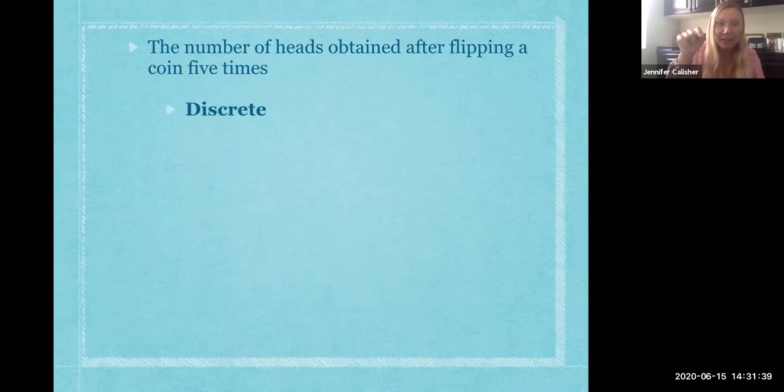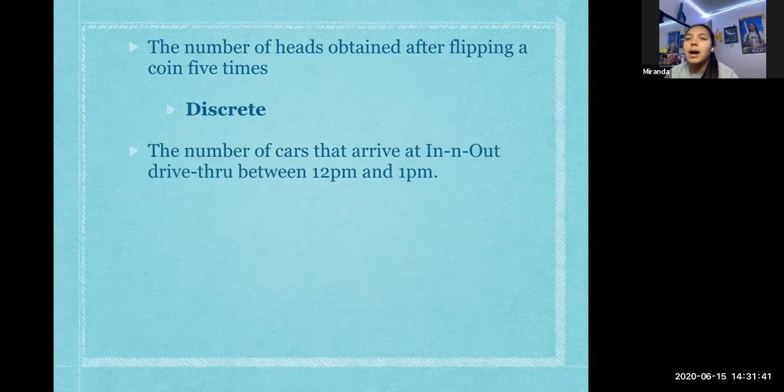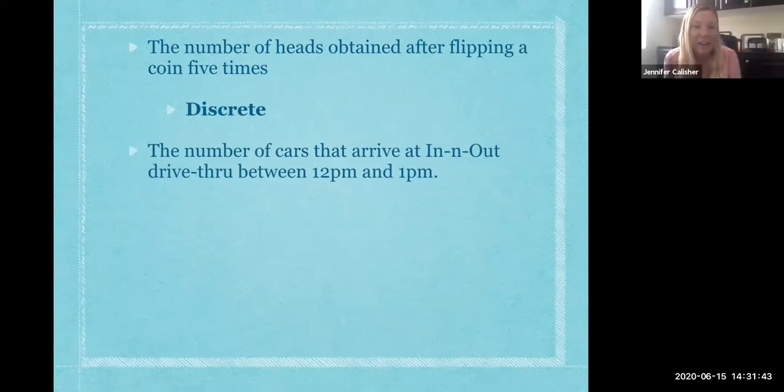Miranda, you're next. The number of cars at the In-N-Out drive-through. Discrete. Perfect. Again, cars, like people, are countable. Very good. And, okay, I'm switching up my order.